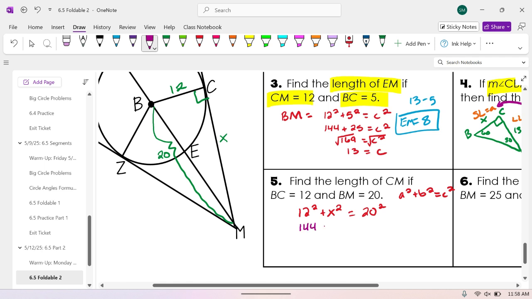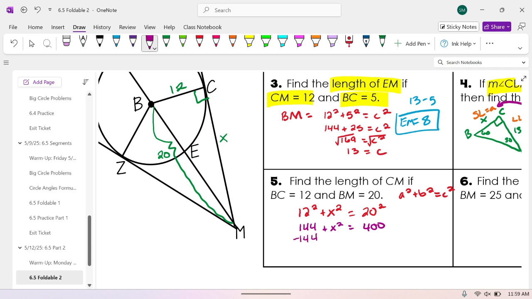So I got 144 plus x squared is equal to 400, which is 20 squared. Subtract 144 from both sides. I get x squared is equal to 256. Does anyone know what the square root of 256 is off the top of their head? It's 16. So x is equal to 16, or that's also CM. I just want to see if y'all knew what it was off the top of your head. I knew what it was, but.